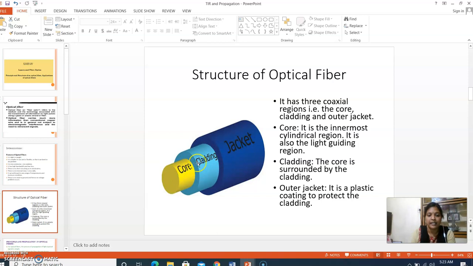Even though core and cladding are made up of the same kind of material, we do doping such that the N1 greater than N2 condition is achieved. If this condition is achieved, then the light will propagate in an optical fiber. So this is the structure of an optical fiber.